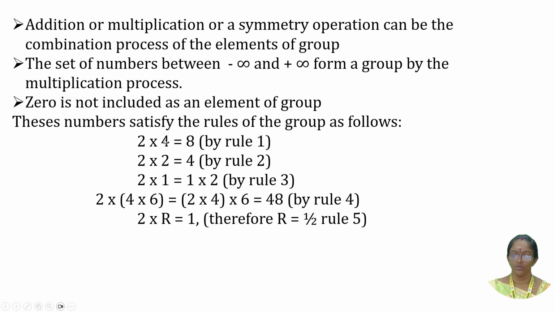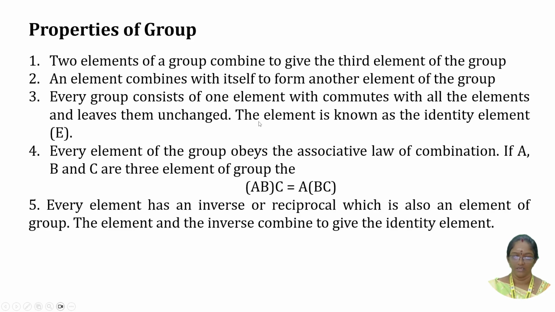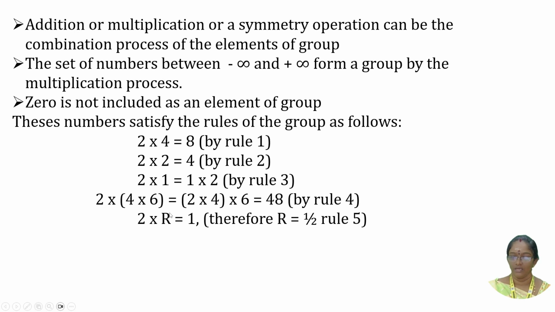These numbers satisfy the rules of the group as follows. When we multiply 2 with 4, it will give the third element 8 by rule 1. 2 multiplied with 2, an element combines with itself to form another element by rule 2. 2 when multiplied with 1, that is the identity element which leaves them unchanged, leads to the formation of 2 by rule 3. And this is for rule 4. When 2 is multiplied with 4 and 6, it leads to the formation of the same, that is 2 into 4 into 6, which is equal to 48 by rule 4. And this is the law of association. And finally, when 2 is multiplied with its reciprocal, that is 1 by 2, it leads to the formation of an identity element by rule 5.